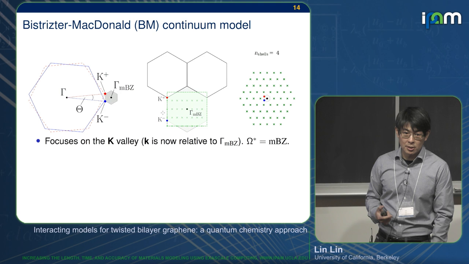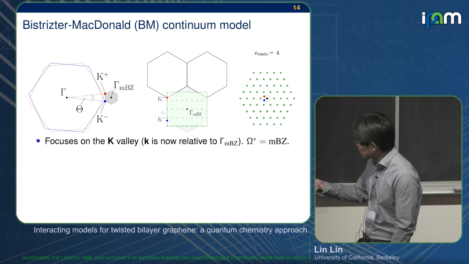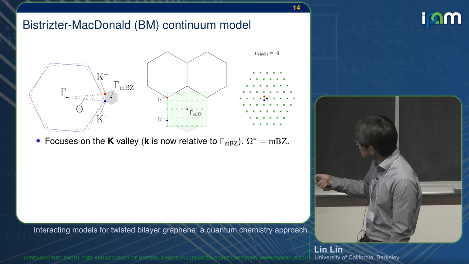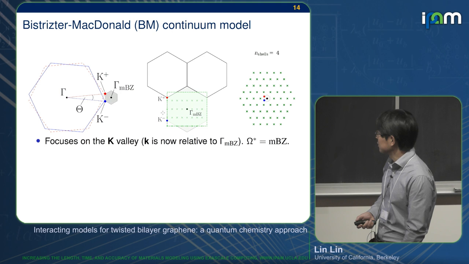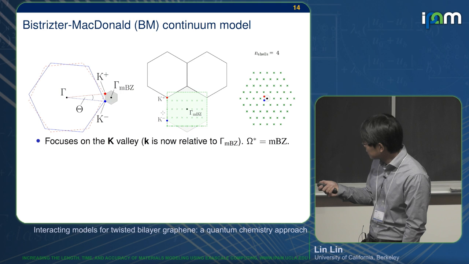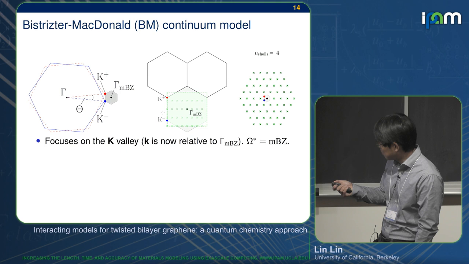The only difference is the G vector is much smaller, with a length like this, and this is roughly the size of the moiré Brillouin zone. As you can see, K plus belongs to here, K minus belongs to here. You have some vectors that form a lattice, a triangular lattice. So this is a very, very quick way of telling you the scale of things and where we're looking in the reciprocal space. We focus on the K valley, which means that we only look around here. If you also wonder about the physics of the K prime valley, then you need to include the contribution from this part as well.